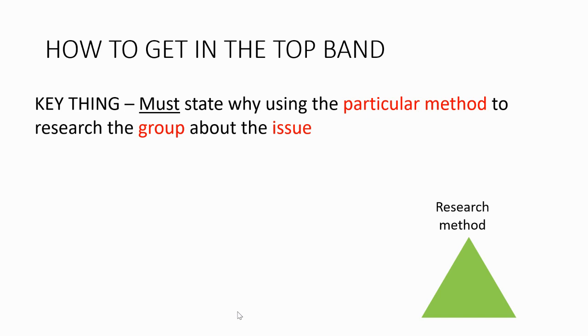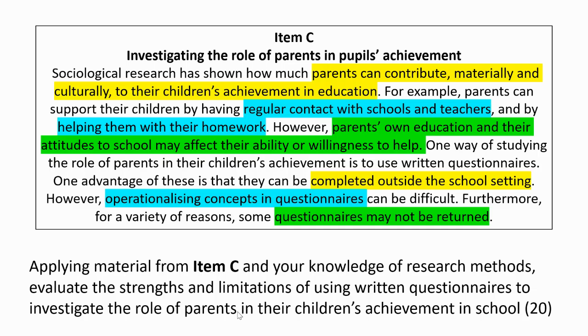So how do we go about answering this question? As you can see on the screen, there's a question here about the role of parents in children's achievement using questionnaires, written questionnaires. So these are ones that are filled out by hand generally. There are a number of things from this item that we can pull out within the in context. So the first thing is that parents contribute materially and culturally to their child's achievement.